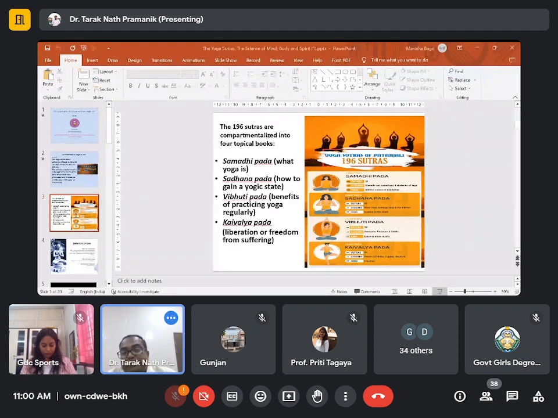In Vibhuti Pada, again 56 sutras. When you understand the union of your body and mind, then you have to enjoy parinama, siddhi. Then he was telling that you have to understand how to take the dharana path. You have to understand your body, mind, your philosophy, your psychology. And last is the kaivalya pada, that is the gunas, liberation, and the goal.